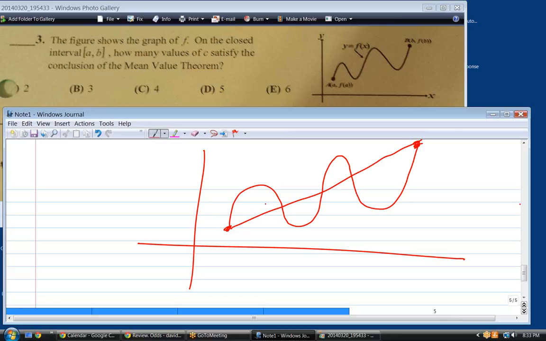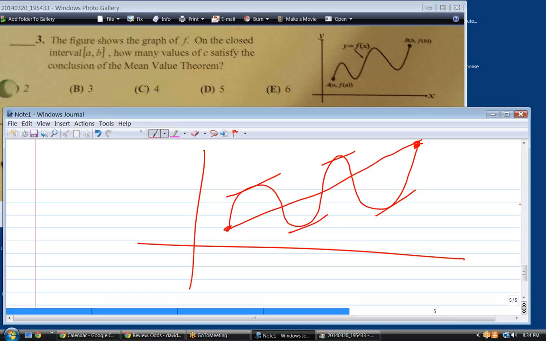I'm looking for places on the function. What the mean value theorem says is that there has to be places on this function where the tangent line has that slope. Well, clearly there's one right there. There's another one right there, another one right there, and another one right there. And only those 4. All right, that was easy. Yeah, that's pretty much what the mean value theorem says.